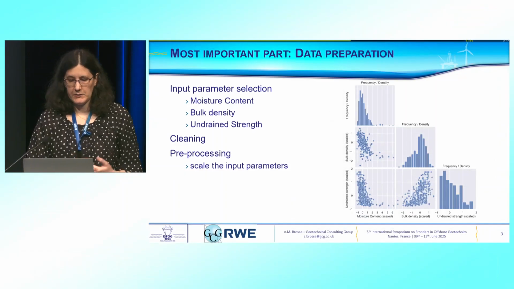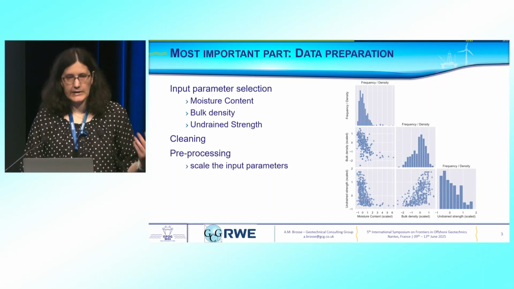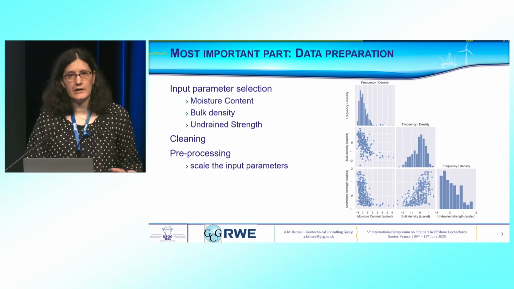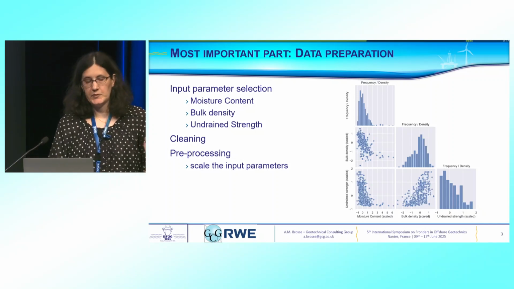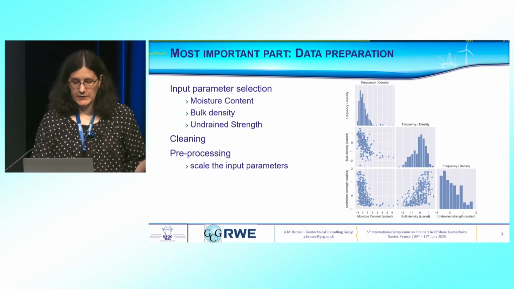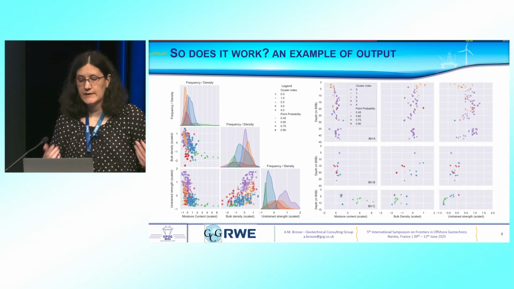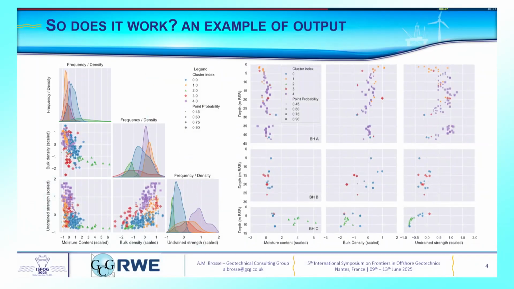Once you've selected your parameters, typically you need to do some cleaning of the data, and then another important step is applying some transformation or pre-processing of the data. In particular for clustering, scaling of the input parameters is important. So once we carefully prepare our data, we can run the algorithm, and this is the kind of output we got for our stiff clays.